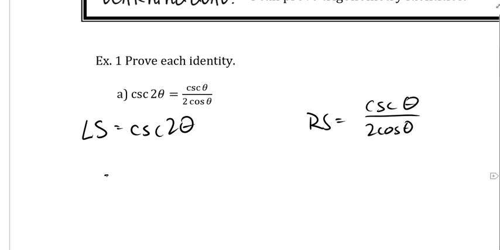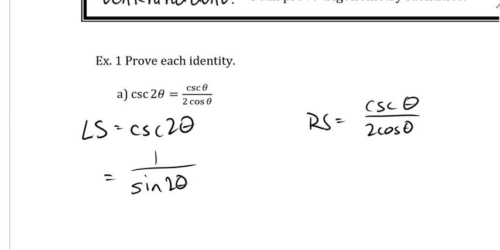Cosecant is 1/sine, and it doesn't matter what the angle is. Cosecant of any angle is the same as 1/sine of the same angle. So this is like 1/sine of 2 theta. That's the angle, so I just use the same angle.